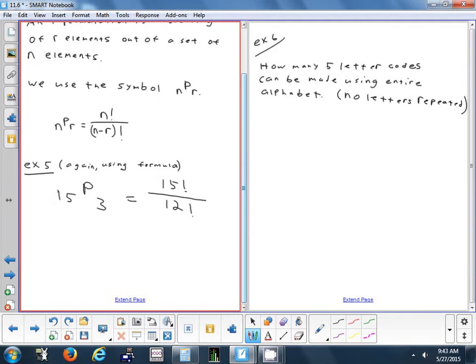Now, you wouldn't want to type this in because a lot's going to cancel out. When I write out 15 factorial, everything from 12 down cancels out. Right, because this is 15 times 14 times 13 times 12 all the way down to 1. And this is 12 times 11 times 10 all the way down to 1. So all you're left with is 15 times 14 times 13, which is exactly what we just did. So, any questions on that?